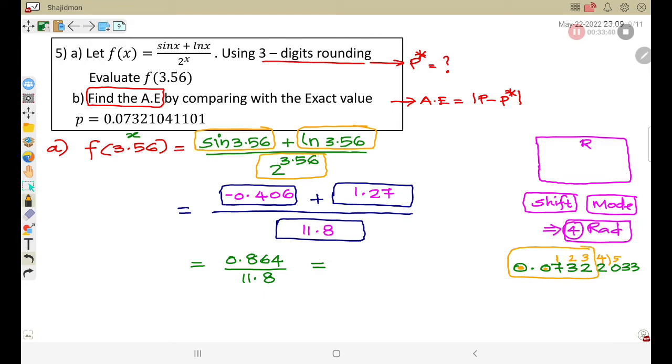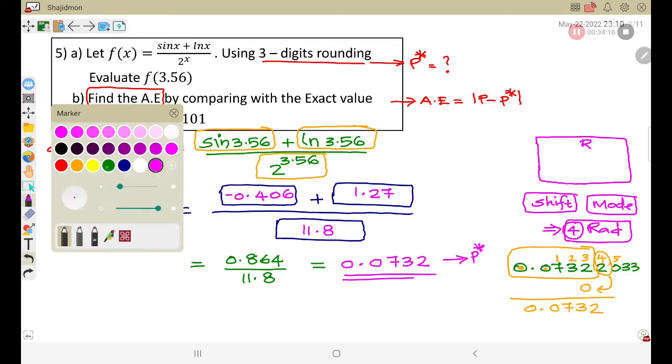So these are the 3 digits, 0.0732. But the next digit is 2, so we don't need to round the number, correct? Only 5 or more than 5 we need to round. Otherwise, it is just the same number. So I am writing the answer here, 0.0732. This is the approximate value. This number we call the P star number, the approximate number, using 3 digits rounding.